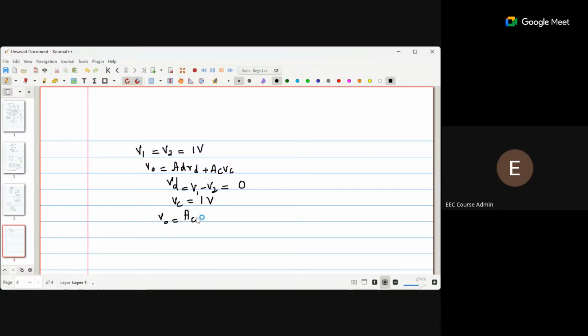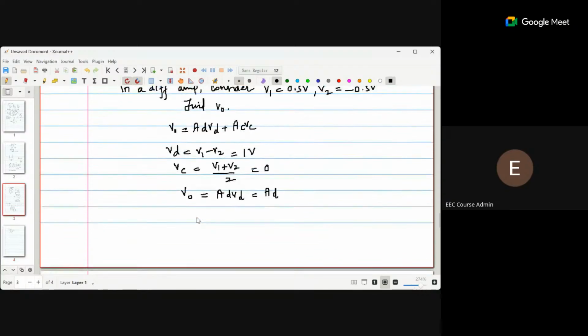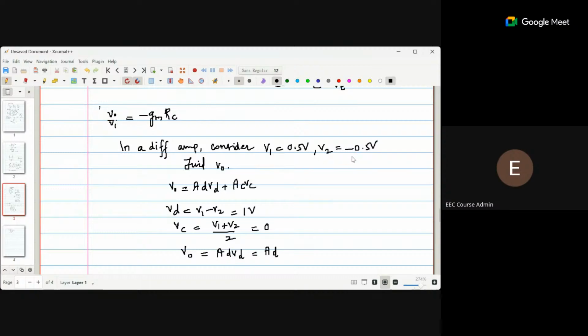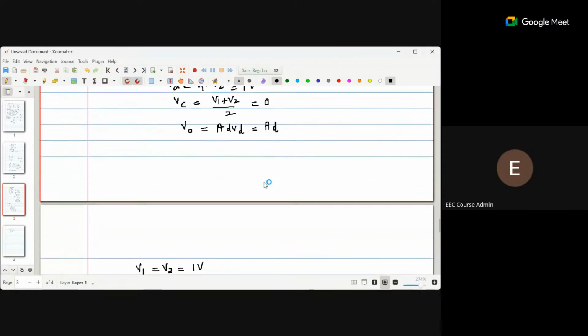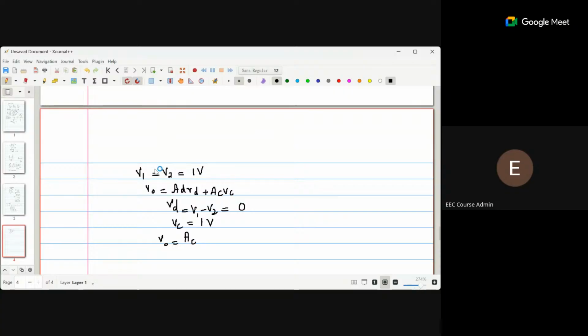Correct? So these are just typical values of your input voltages V1 and V2 to understand the differential amplifier conceptually. In the first case, you had the two inputs different, and the output is the direct measurement of the differential mode gain AD. And in the second case, you have both the input signals equal. So there, the common mode gain will be the measurement of your differential amplifier output.